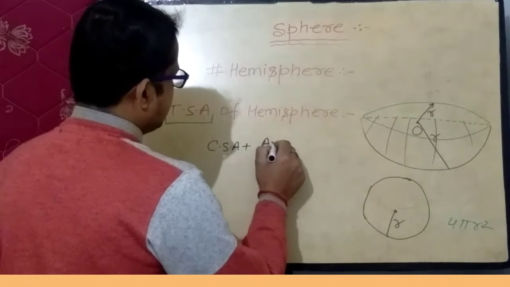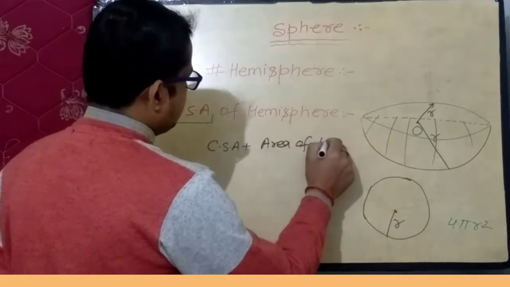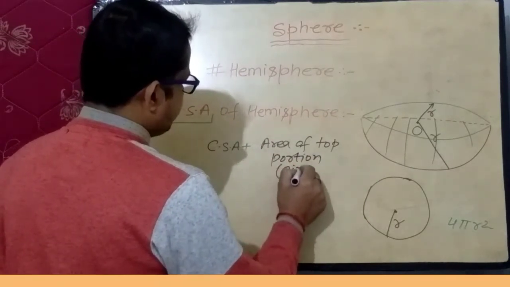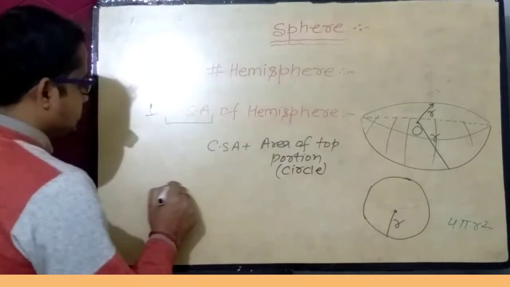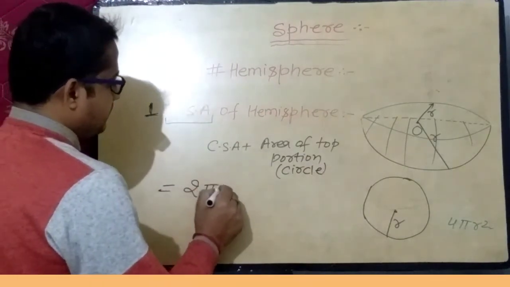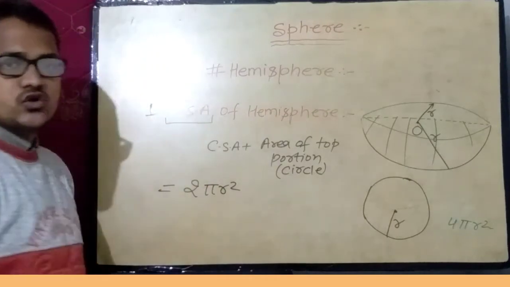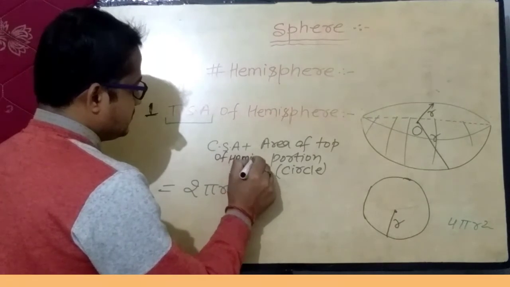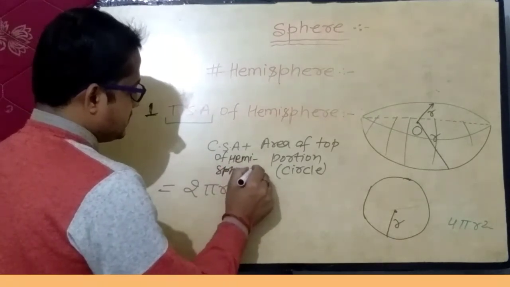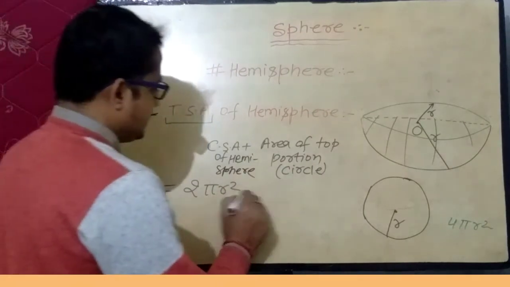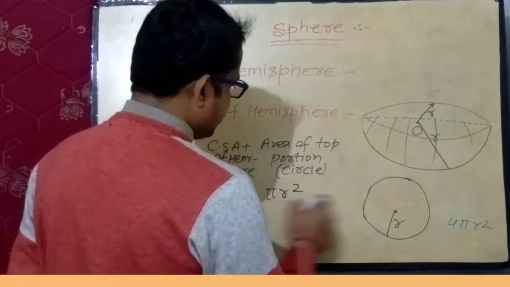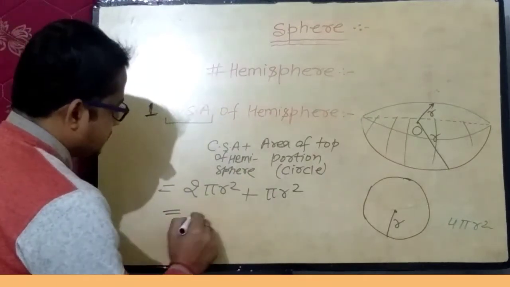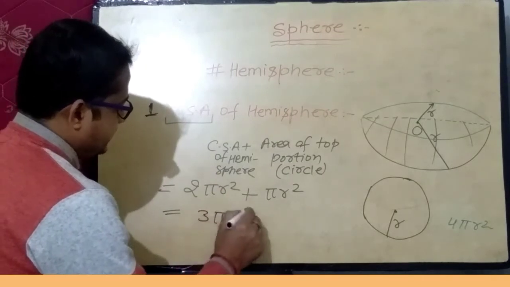that is CSA add up area of top portion which is in form of circle. So 2 pi r square is CSA of hemisphere, that is 2 pi r square add up pi r square, that is area of this circle having radius small r. Now add these two terms, you will get 3 pi r square.